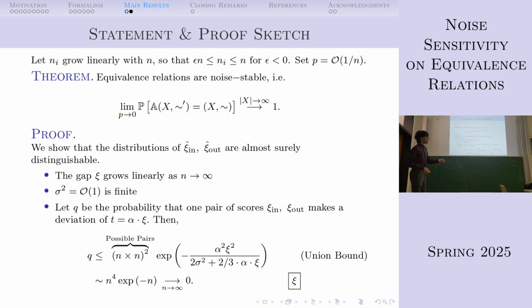We apply the same argument that we had here. So n squared times exponential of minus n, and we take the limit, and we get to 0.